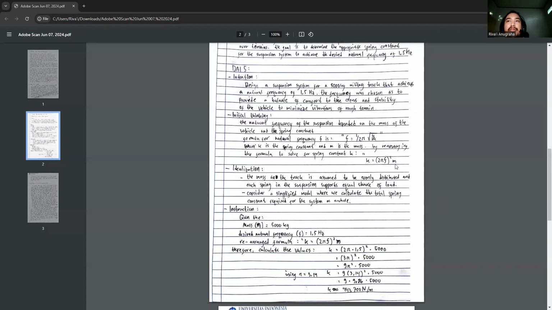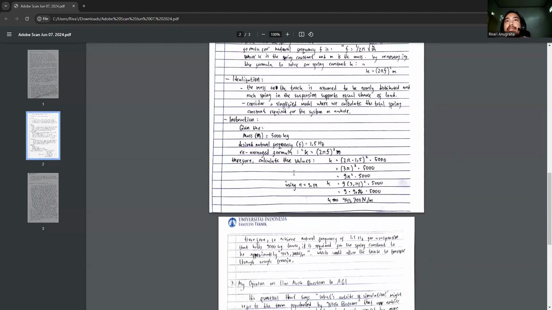Because we got what we were thinking, initially we were thinking that the suspension frequency depended on the mass of the vehicle, so we use the previous equation or formula. The idealization is that the mass of the truck is assumed to be evenly distributed, and each spring in the suspension supports an equal share of the load among them. Let's consider a simplified model where we calculate the total spring constant for the system as a whole.